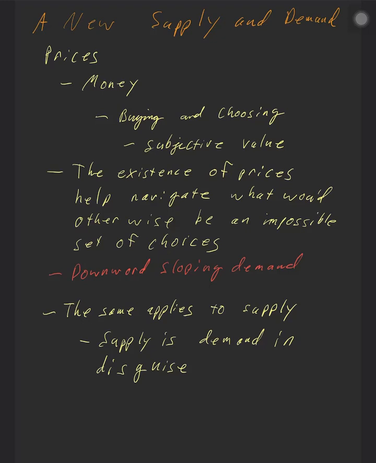So as we see here, the existence of prices then helps us navigate what would be otherwise an incredibly complex and probably impossible set of choices. How do I choose what to consume? Well, without prices to help allow me to compare, it becomes an impossible problem. A gallon of water versus a cake or a Big Mac, right?